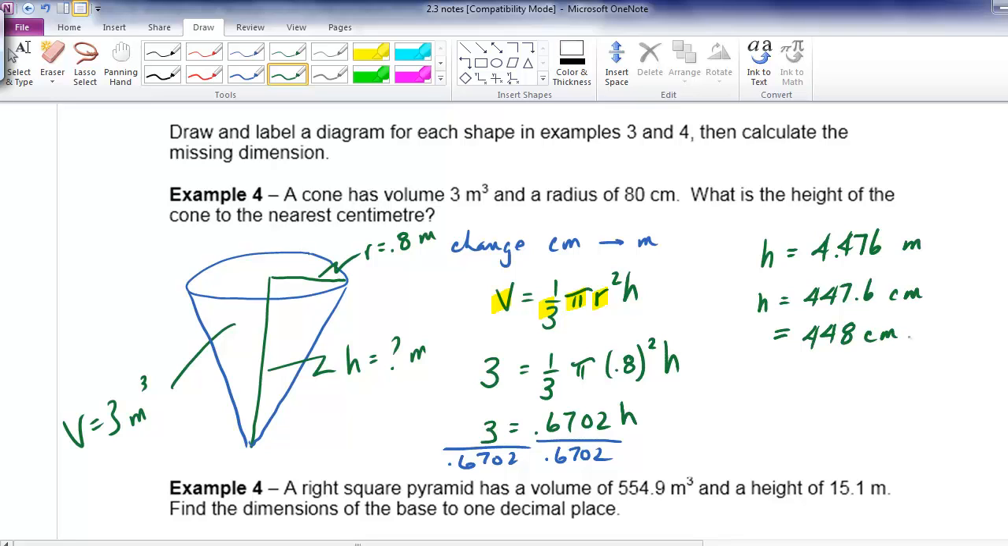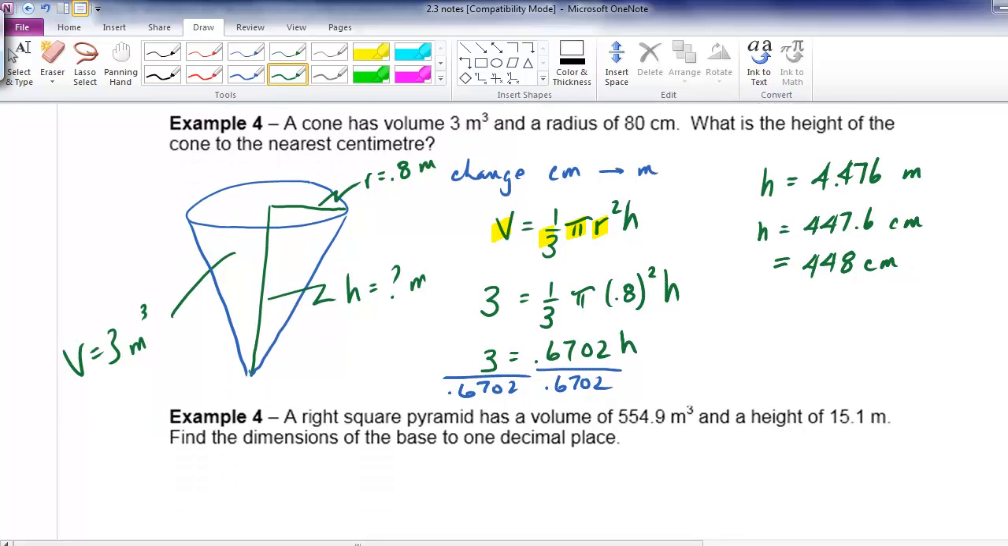And what I'd like you guys to do is, instead of changing the radius from centimeters to meters, change cubic meters to cubic centimeters, and then figure out the height that way. And of course, it's going to work out to the same thing. I want to talk about that in class next day.